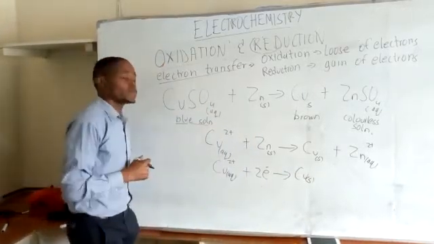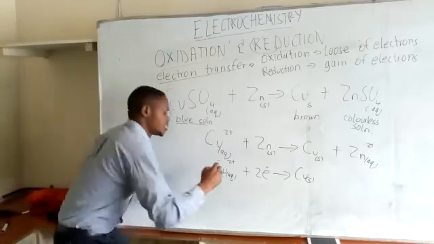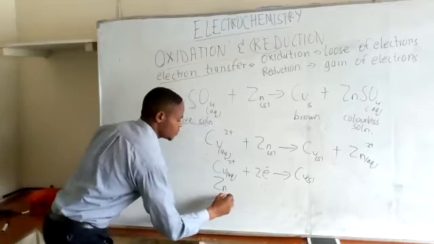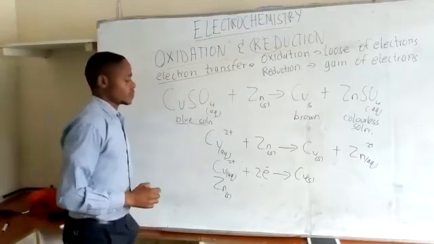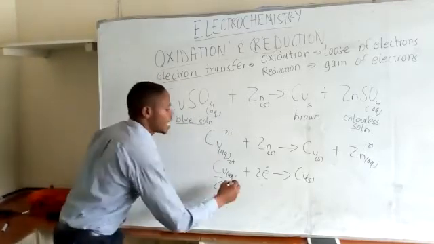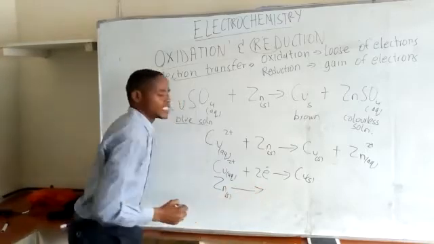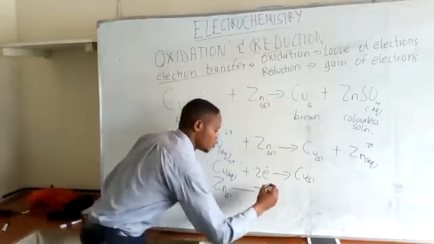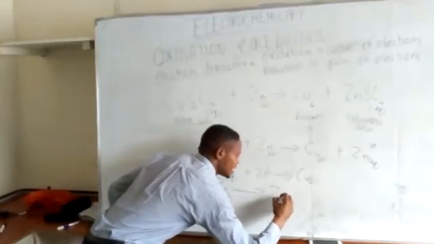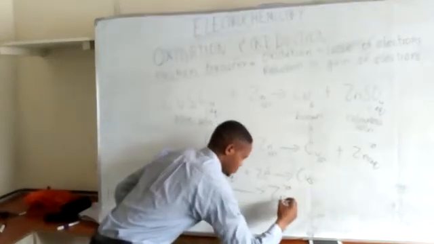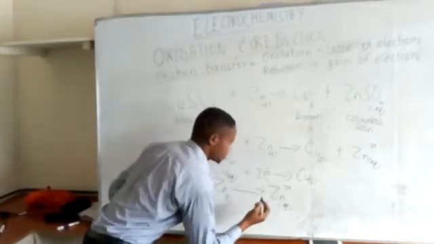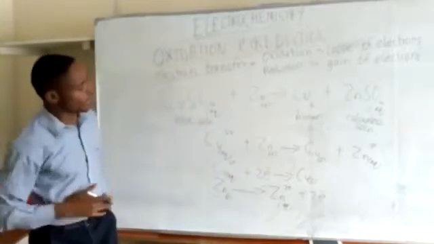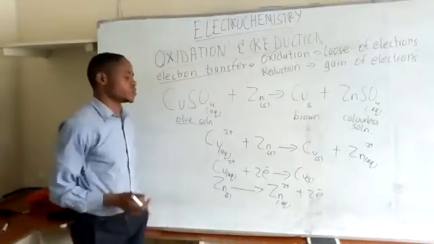We can also have one for zinc. Initially at the start, zinc is a solid, it's an atom, and once it reacts, zinc is losing 2 electrons. So we are forming zinc aqueous, plus 2 electrons. These are the 2 half equations for the 2 processes.